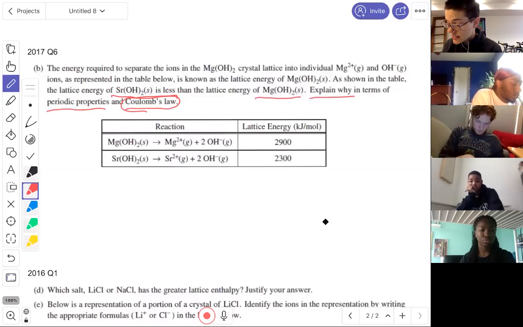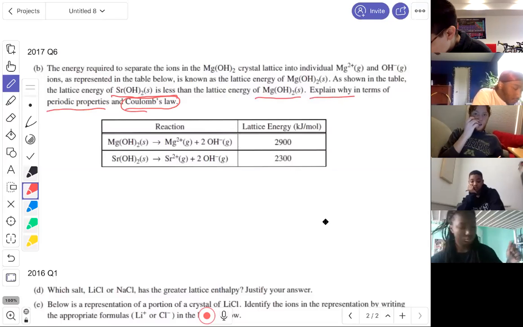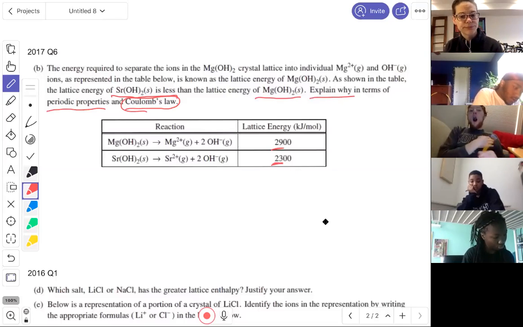So you have to look at these two things and decide based on the factors that are in play in Coulomb's law, why is this value smaller than this? Go.